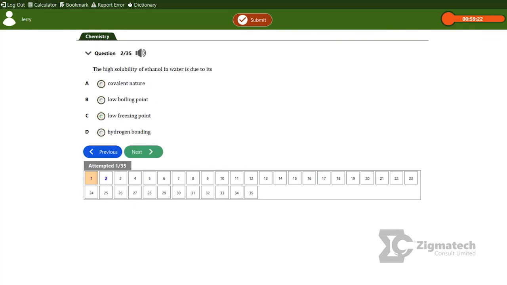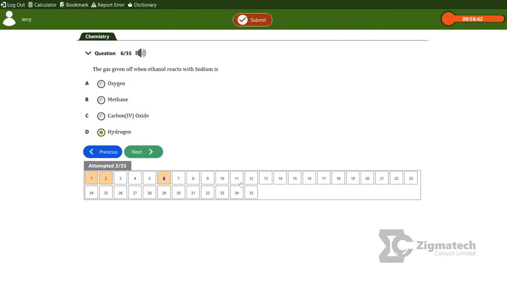The solubility of ethanol in water is due to its, I explained it to you, it's not covalent nature, low or high boiling point, it is hydrogen bonding. Hydrogen bonding makes it very soluble. Now let's go a little further. The gas given off when ethanol reacts with sodium is, from understanding, hydrogen. Hydrogen gas is given off when ethanol reacts with sodium.